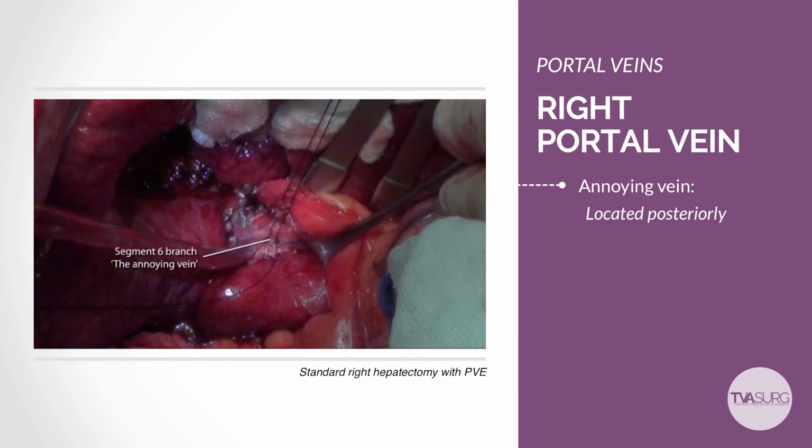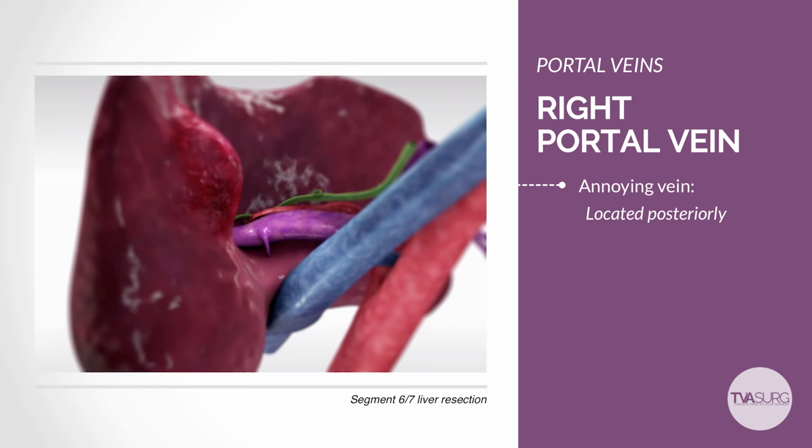Our surgeons have named this one of 2 annoying veins, because to properly mobilize the right portal vein, you have to take this vessel. Due to its posterior location, it can be quite difficult to access, and as you can appreciate here, also difficult to see. Here we'll zoom out a little bit, and you can get a better view of it.